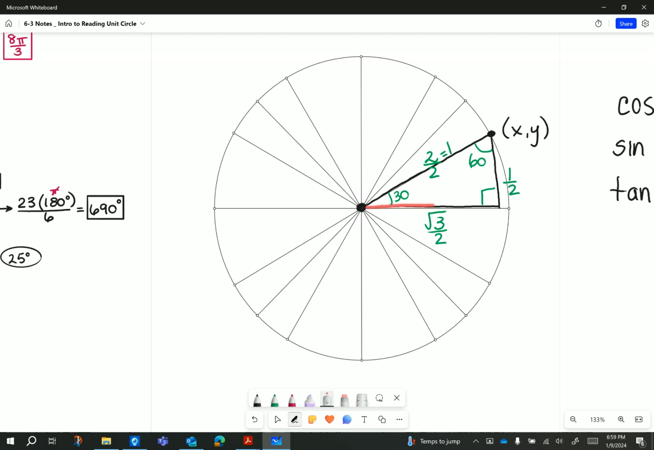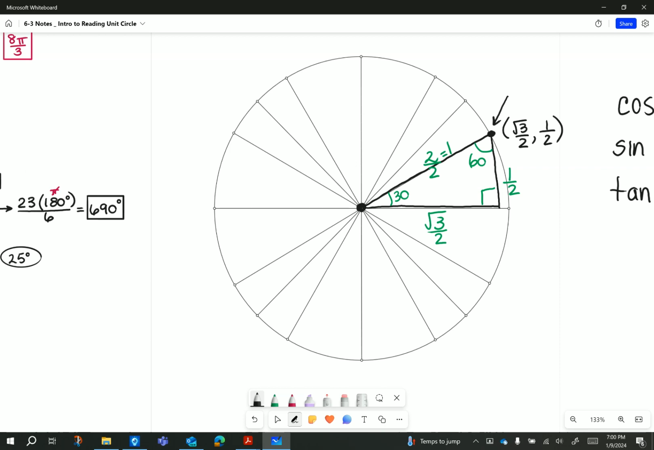So now, notice what happened. The distance you traveled to the right was square root of 3 over 2 units, and the distance you traveled up was 1 over 2 units. So right here, the coordinates were square root of 3 over 2, comma, 1 over 2. And that's how they came up with the coordinates for this point right here, okay?